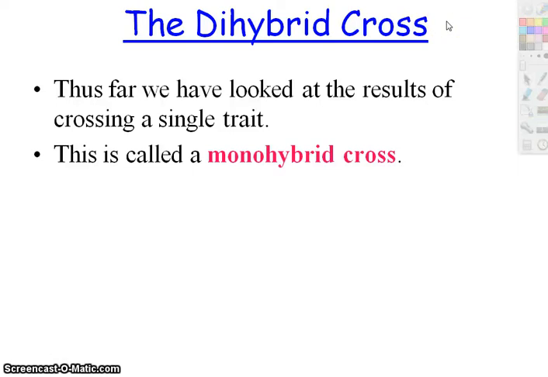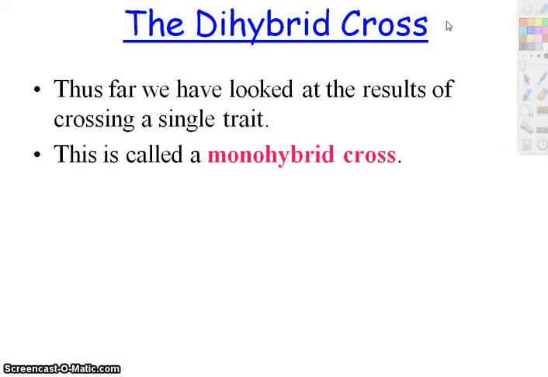So yesterday what we covered, and even the day before when we did our coin flipping, we were looking at one trait at a time. What are the chances when you cross this and this that the offspring will be tall? What are the chances the offspring will be red? What are the chances that the offspring will be short, etc.? You were looking at one trait at a time. And that's called a monohybrid cross.